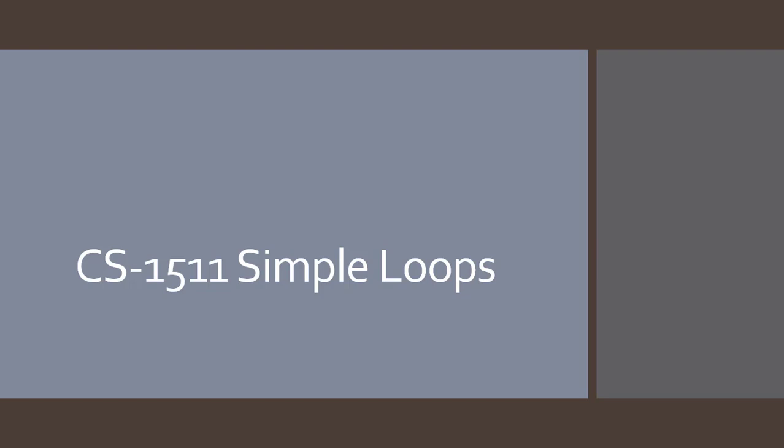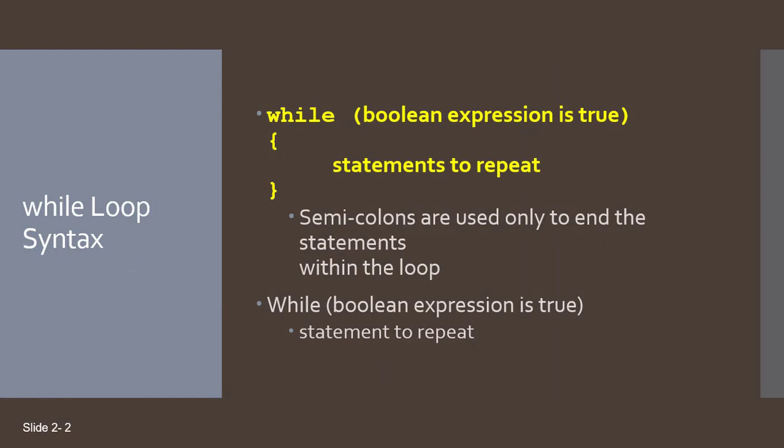Okay, today we're going to do some simple loops. Loops are repetition control structures. They allow us to do statements over and over and over again. And the simplest of all of them is probably the while loop. While a particular Boolean expression is true, then the statements inside the body of the loop are repeated.